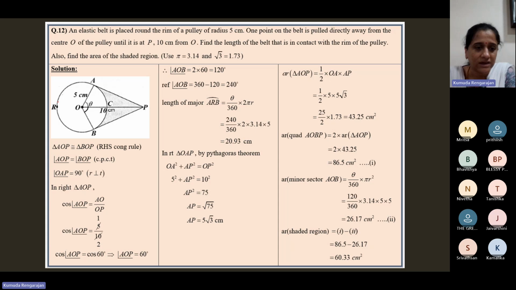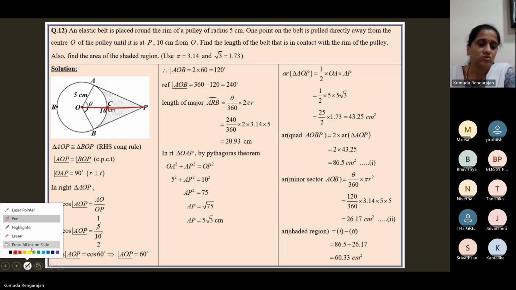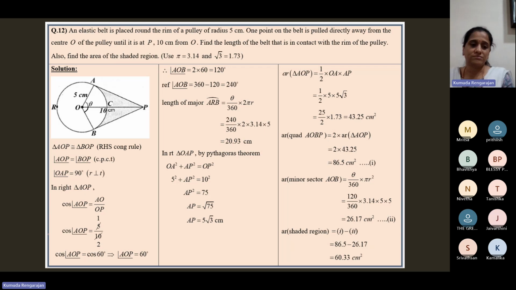This is the circular pulley with center O and radius 5 centimeters. You pinch this portion of the belt and stretch it away from the pulley to this point P, so that the distance OP is equal to 10 centimeters. Find the length of the belt that is in contact with the rim of the pulley.